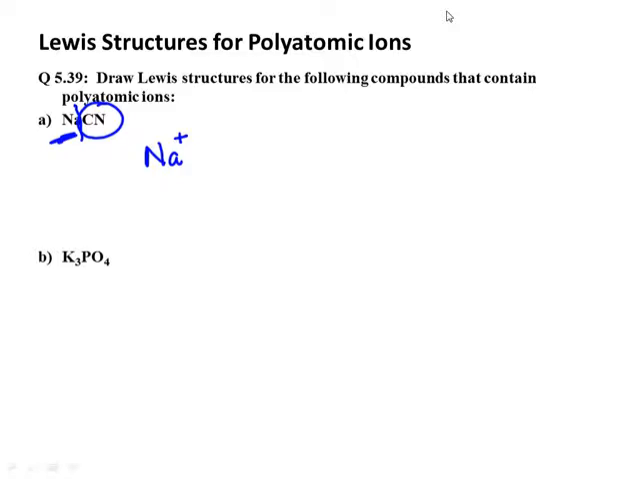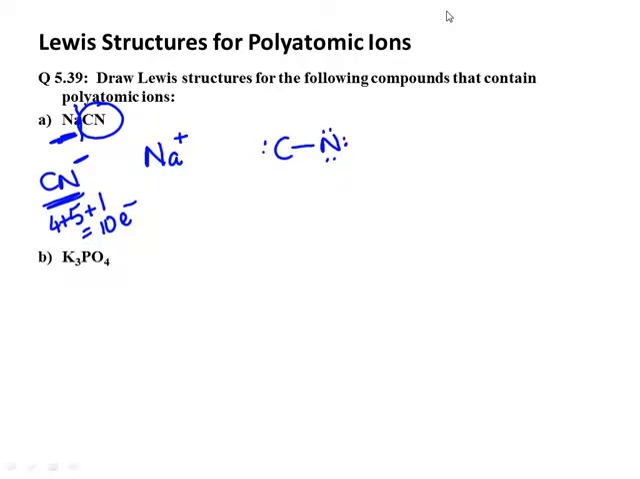Cyanide ion is CN-1. Count electrons, carbon brings in 4, nitrogen 5, and then we add 1 for the negative charge. This gives us a total of 10 electrons. So the cyanide ion has carbon connected to nitrogen, and then if you fill up nitrogen and carbon, now we've used up all 10.